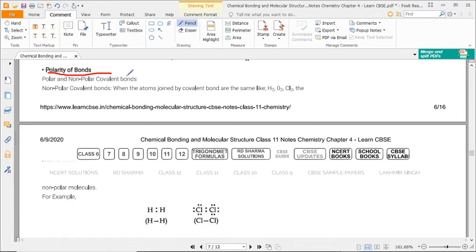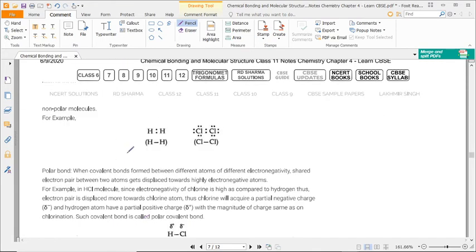The next topic is polarity of bonds. Polar and non-polar covalent bonds. Now, when do we have this polarity? Whenever you have a building up of charges, then they have poles, a positive pole and a negative pole. That is called a polar compound. So when you have poles, when you have charges, they are polar compounds. When there are no charges developed, then it is called a non-polar covalent bond. For example, with two identical atoms, there is no difference in their electronegativity.